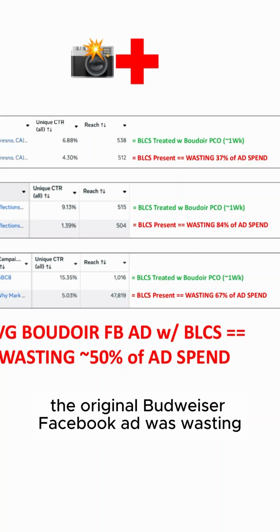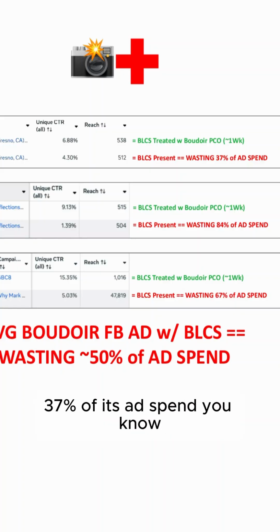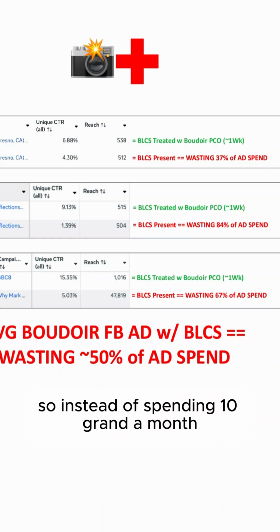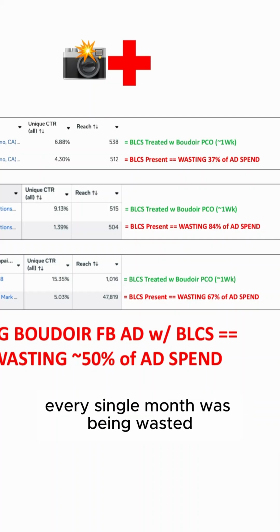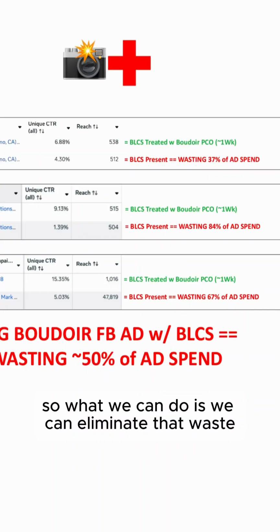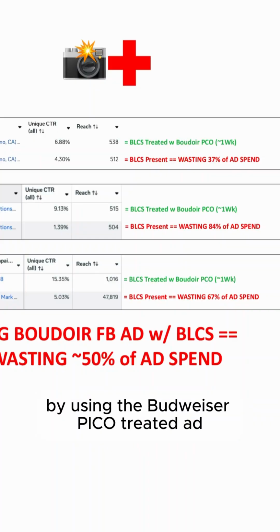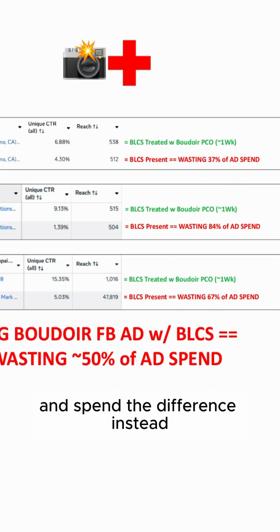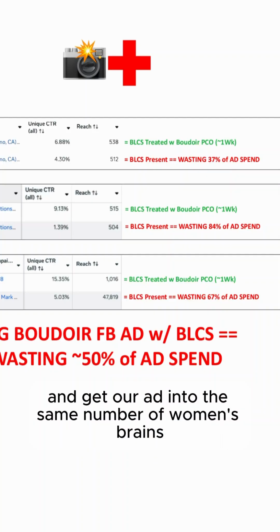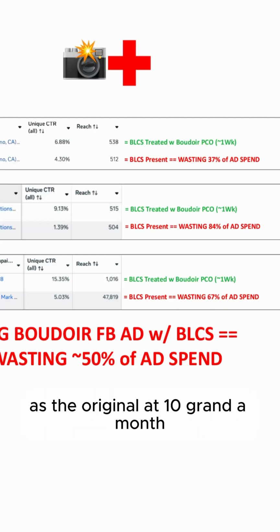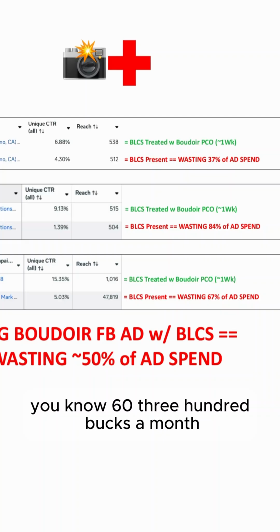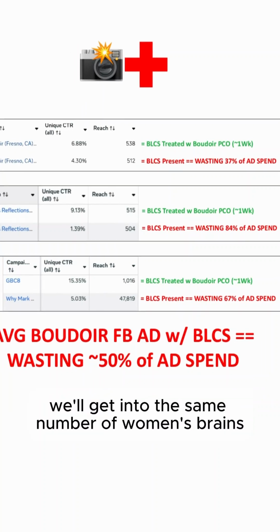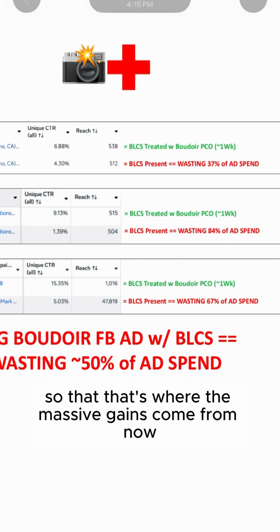So we actually found out the original Boudoir Facebook ad was wasting 37% of its ad spend. So instead of spending 10 grand a month on their Boudoir Facebook ads, $3,700 a month, every single month, was being wasted. So what we can do is eliminate that waste by using the Boudoir Pico treated ad and spend the difference instead and get our ad into the same number of women's brains as the original at 10 grand a month. So Boudoir Pico at, what would this be, $6,300 a month, will get into the same number of women's brains as the original at 10 grand a month. So that's where the massive gains come from.